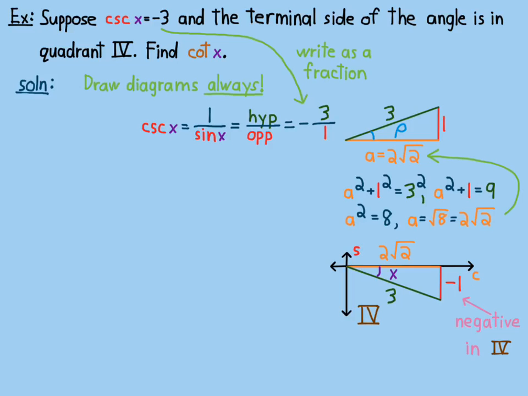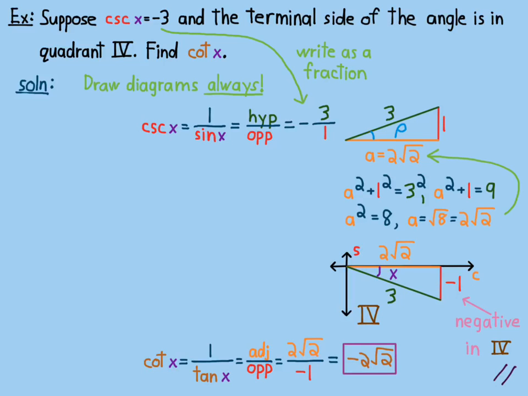So cotangent of x is 1 over tangent. Tangent is opposite over adjacent, so cotangent is adjacent over opposite. So adjacent to the angle x, that's 2 square root of 2 over -1. So it's -2 square root of 2. So I just wrote this out for you here. Okay, so that's the answer.